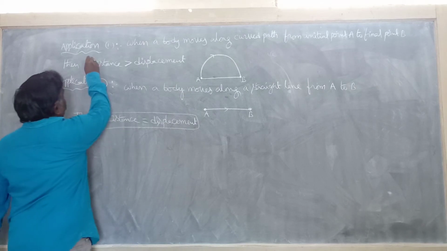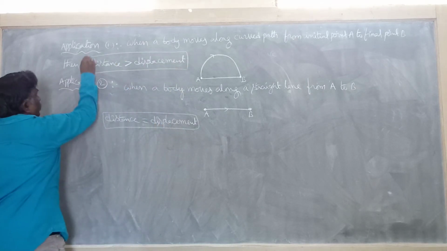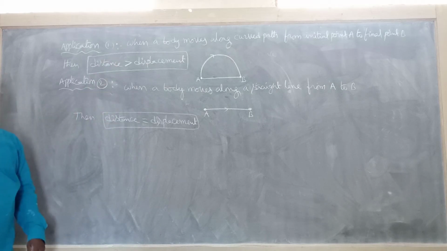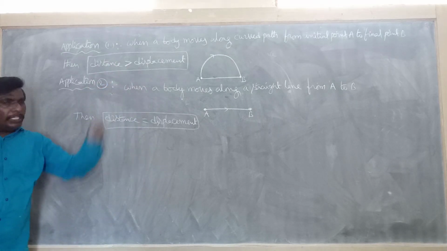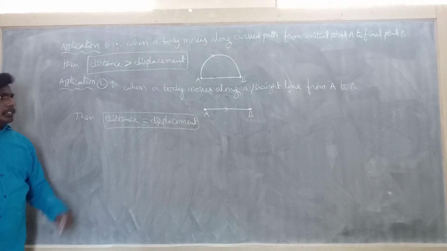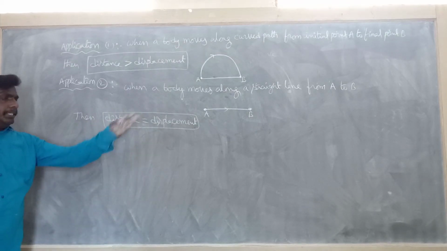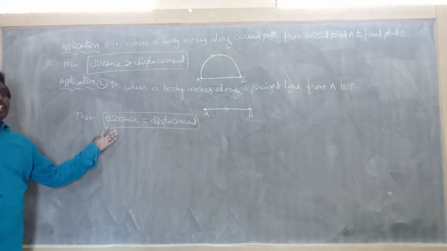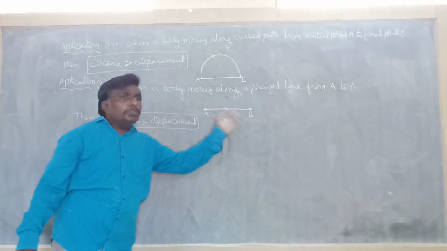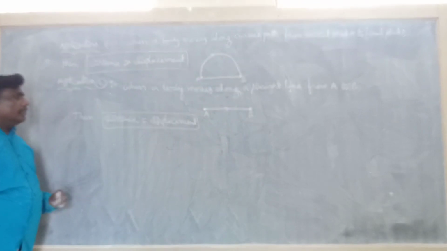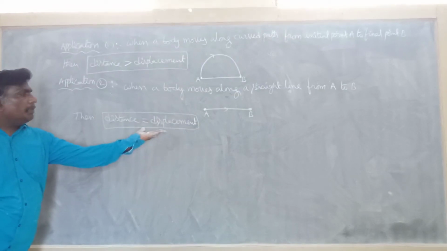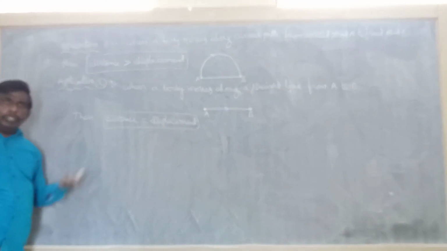You observe both these conditions. In the curved path, distance is greater than displacement. In this case, when a body moves along a straight line from A to B, distance AB is equal to displacement AB. Both are equal.